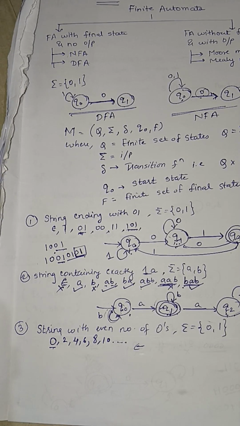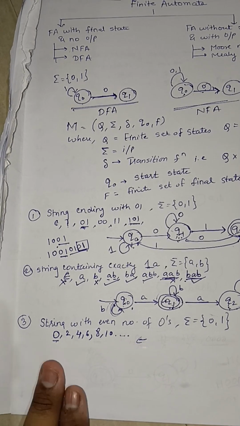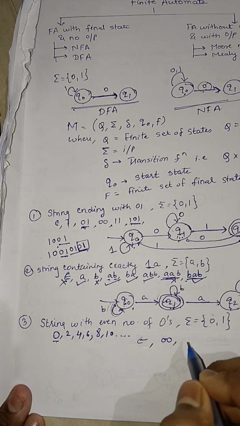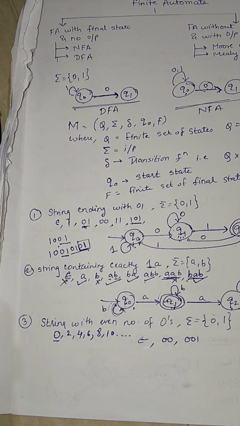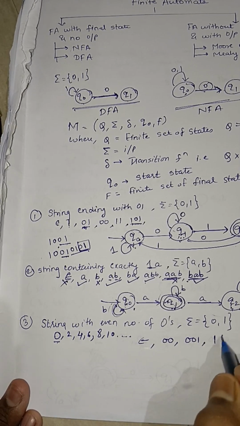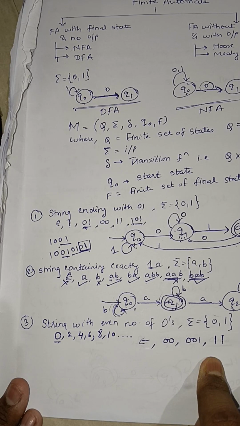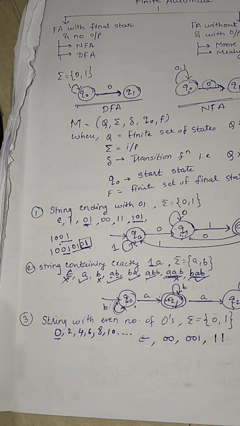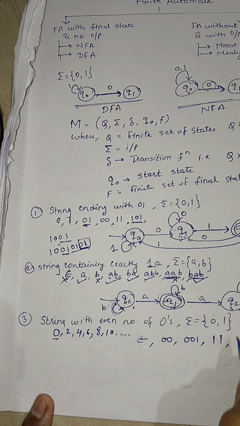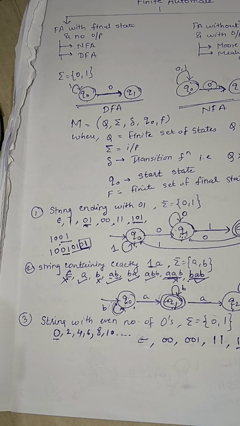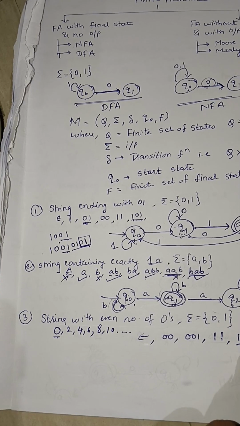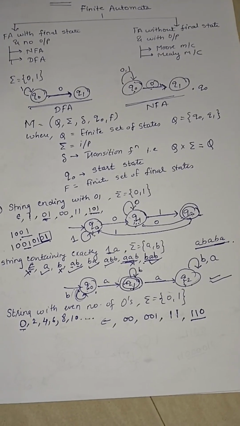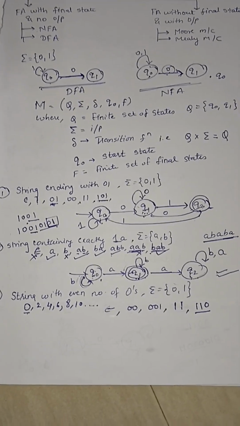This null string, yes, it contains 0 zeros, so it is satisfying. 0, 0, yes, it will also accept. 0, 0, 1, it will also accept. Now see, 1, 1, will it accept? It contains 0 zeros, an even number of zeros, so it will also be accepted. 1, 1, 0, will it accept? No, it will not accept, because it contains one 0, an odd number of zeros. That's why it will not get accepted.